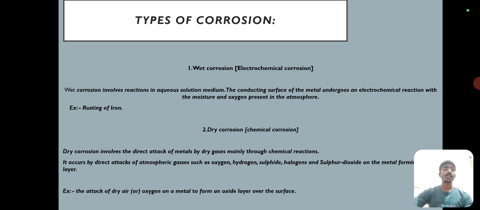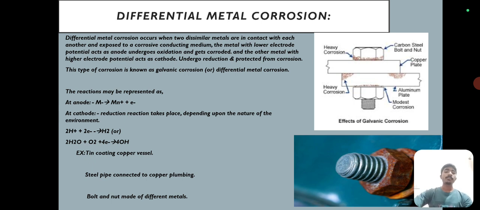Dry corrosion. It is also known as chemical corrosion. Dry corrosion involves the direct attack of metals by gases mainly through chemical reaction. It occurs by the direct attack of atmospheric gases such as oxygen, hydrogen sulfide, halogen, sulfur dioxide on metals forming an oxide layer. Example, when the dry gas attacks on the metal, it forms an oxide layer. It is known as dry corrosion. The dry corrosion is further classified into differential metal and differential aerial corrosion.